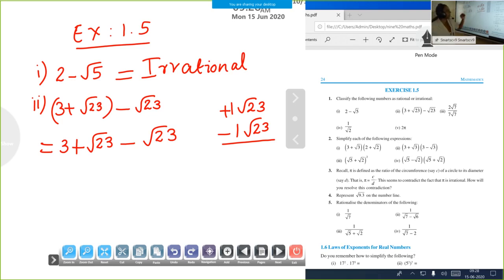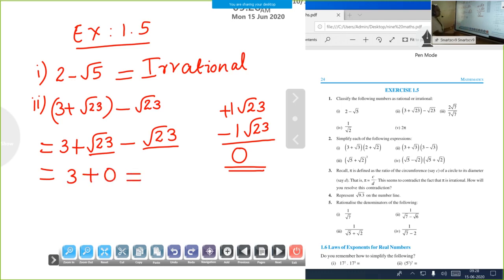What's the value of plus 1 minus 1? The answer is 0. The plus 1 minus 1, the value is 0 root 23. No need to write it. So this term, when you solve it, plus root 23 minus root 23, the answer is 0. So our next step is 3 plus 0.